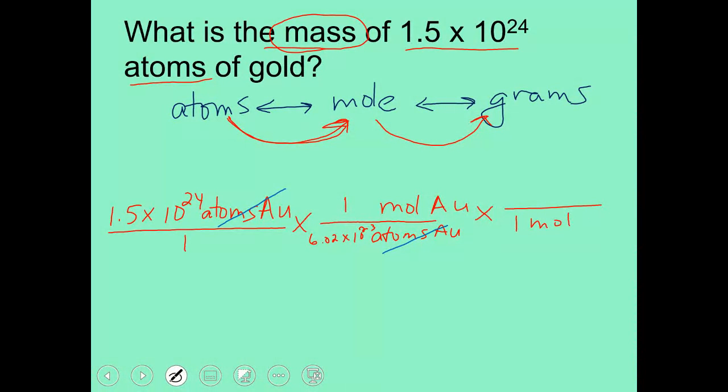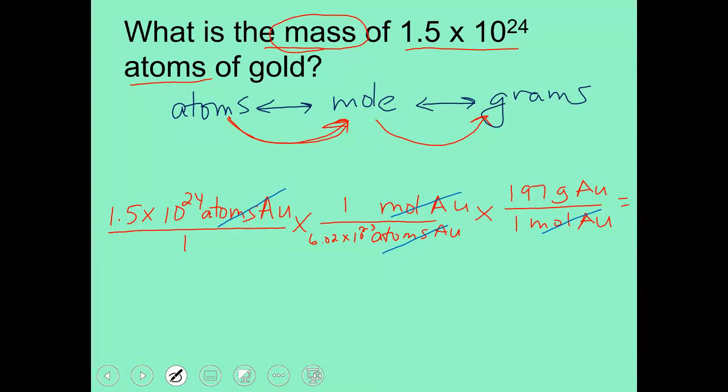We know that a mole of gold is equal to 197 grams. How do I know that? I looked on the periodic table. I found the element Au, which is gold, and I looked at the atomic mass that's listed for it and rounded it to the whole number. Again, because we divide by what's on the bottom, moles Au divided by moles Au will cancel out.